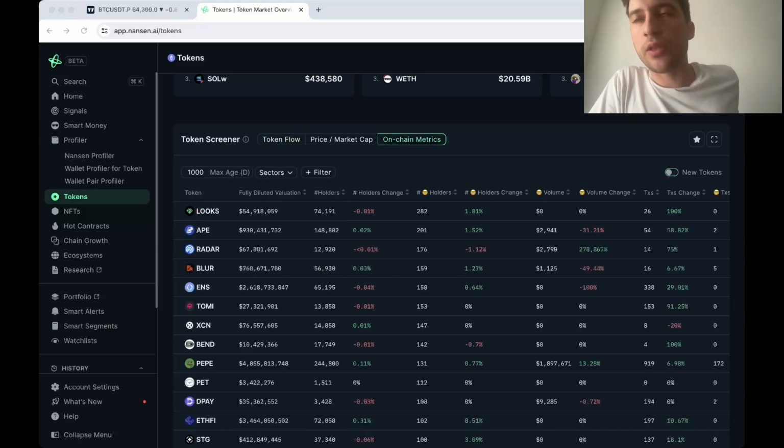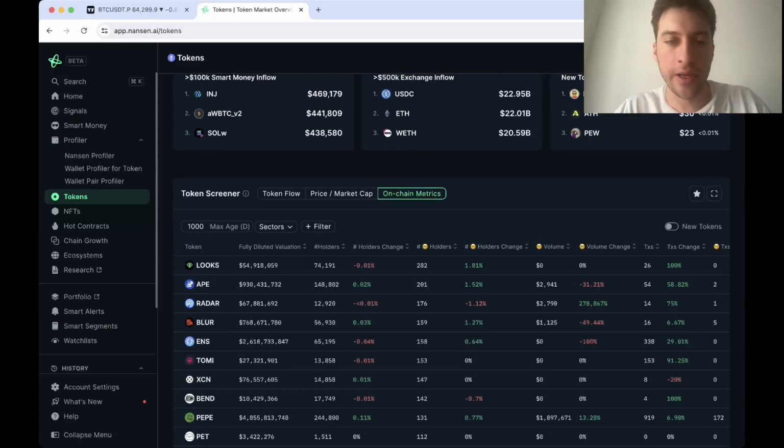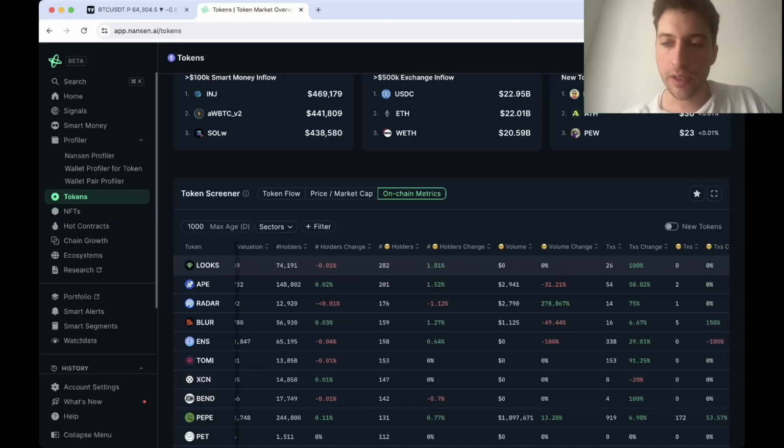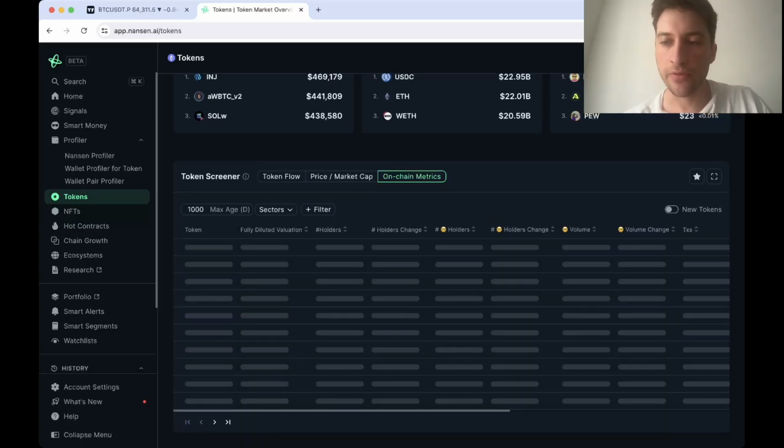Now, another thing that you can look at that can give you, I'd say, more of a medium-term approach is the following indicators that we're going to look at right here. So we can look at the change in holders. We can look at a lot of things here. The top 25 holders balance and that change. I think that this can be a really good thing for you guys to look at.